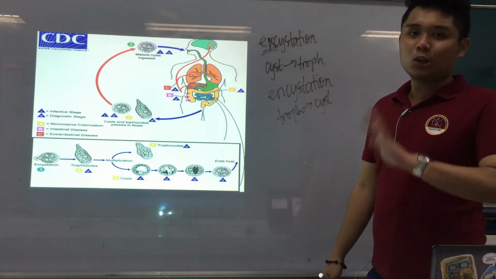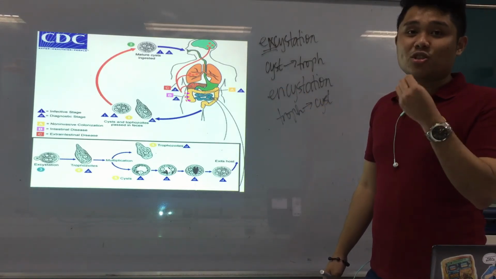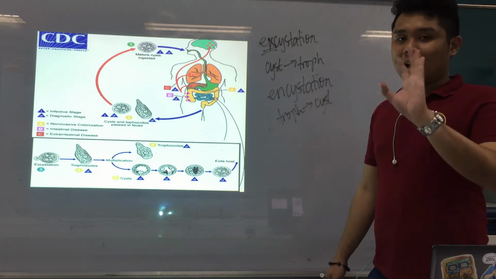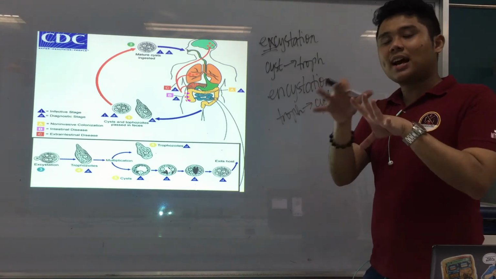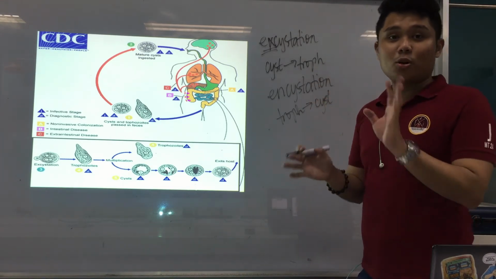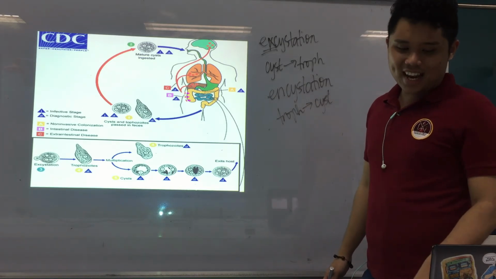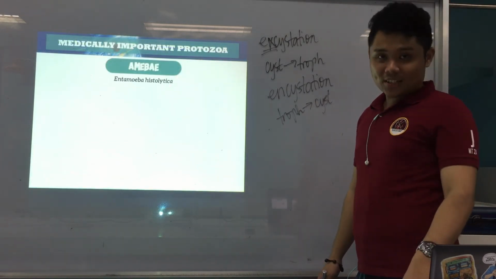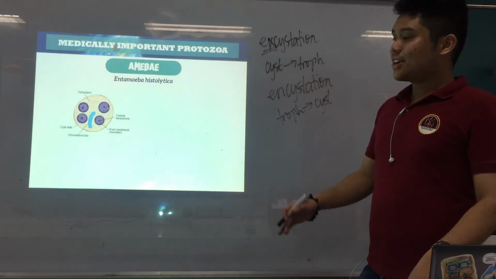All right, so, very straightforward, no? Its life cycle is not too complicated. It's usually through ingestion, through eating. So, again, proper hand washing, guys, and be sure that your food is always safe. Okay, all right. Now, we go to the different stages of Entamoeba histolytica, the diagnostic stages, starting with the cyst.